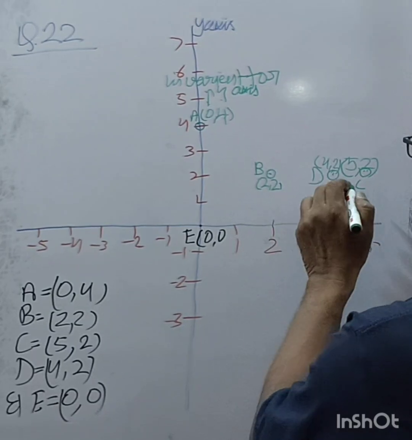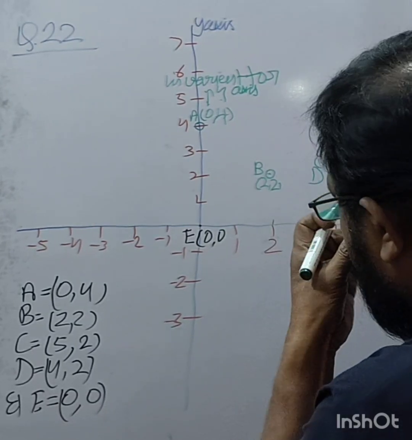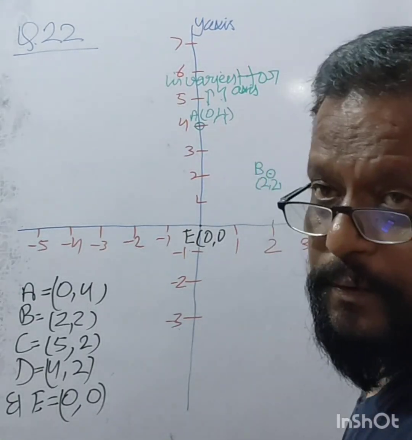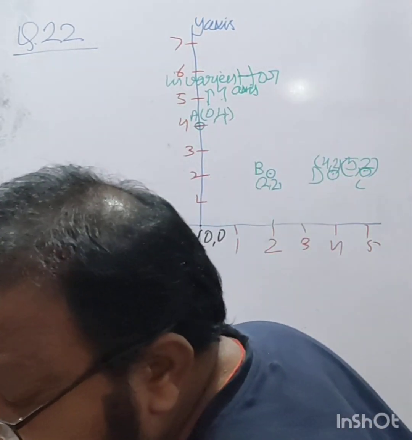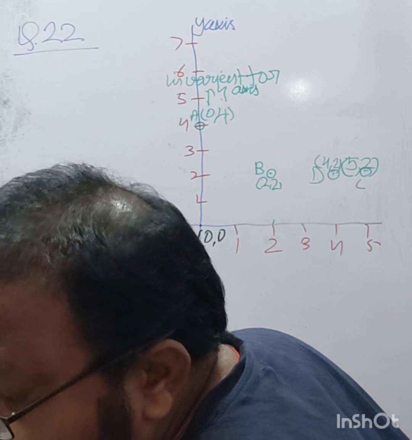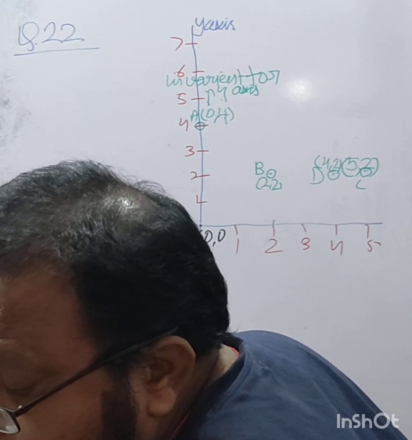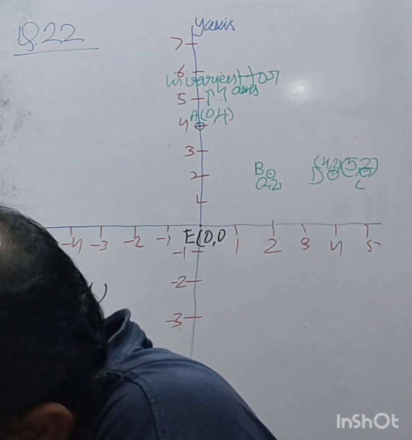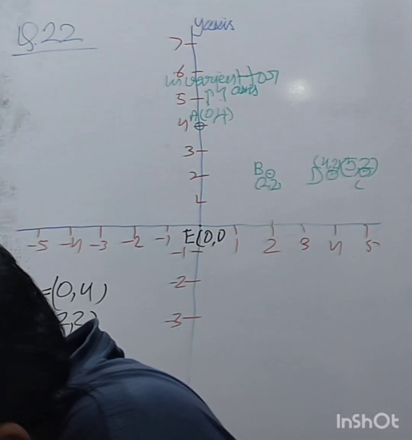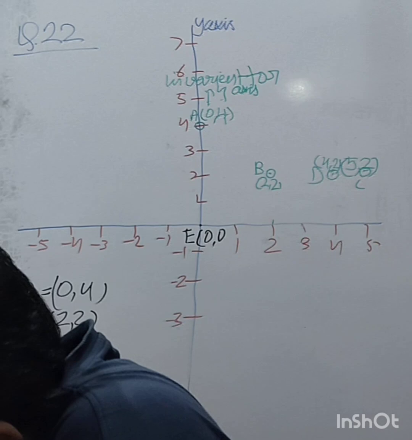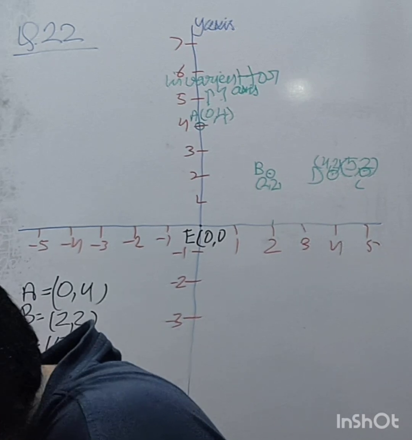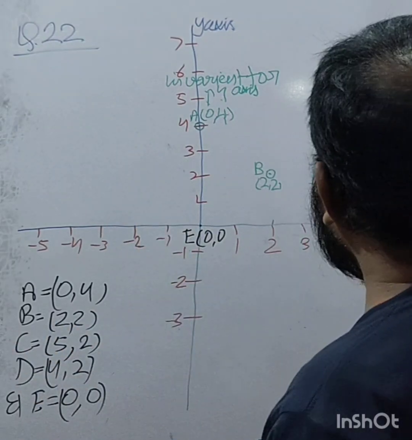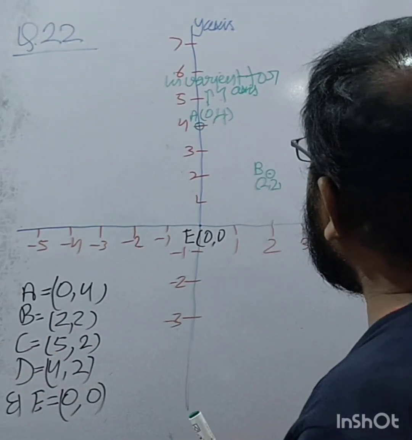So what we do now? What is the question? Join the points in order A, B, C, D, D dash, E dash. Reflect B, C, D. Okay, B, C, D to be reflected. A is invariant, no issue. We have to bring it on the other side.